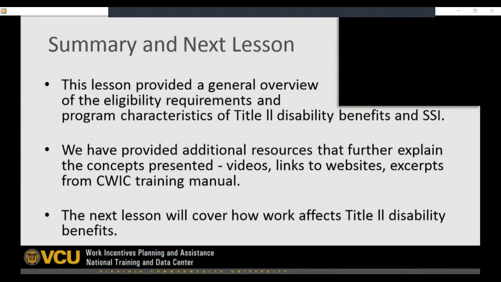CDB or SSDI. And we're going to talk about what happens to those benefits when people go to work. But you have to have the overview first. We had to explain how the two benefit programs are different, the eligibility requirements for those two programs. Remember, the only thing they have in common is the adult definition of disability.